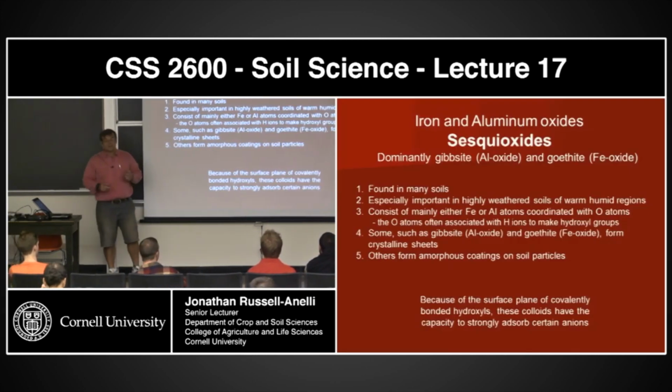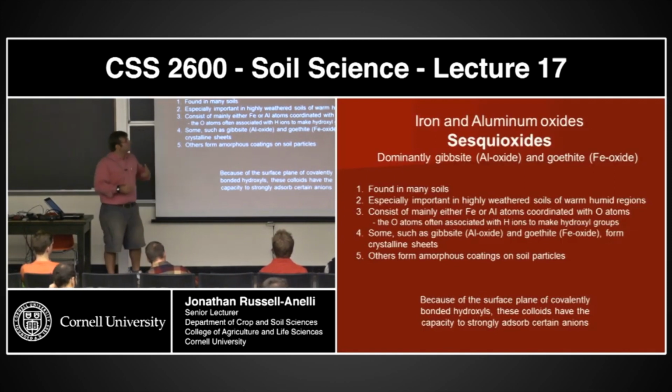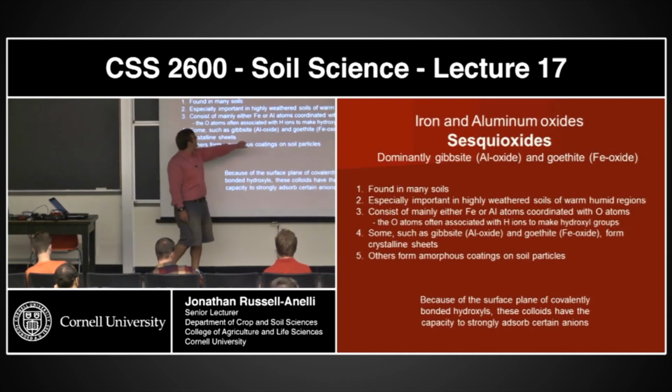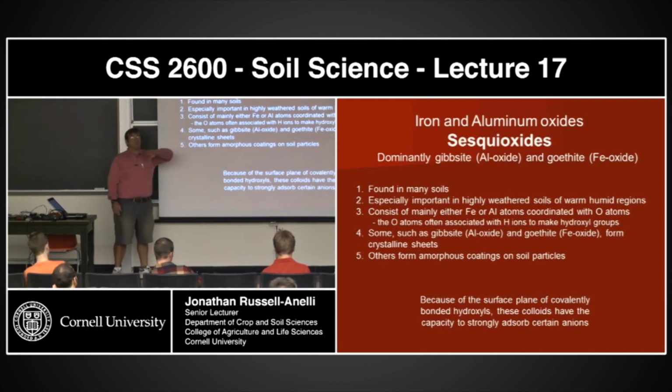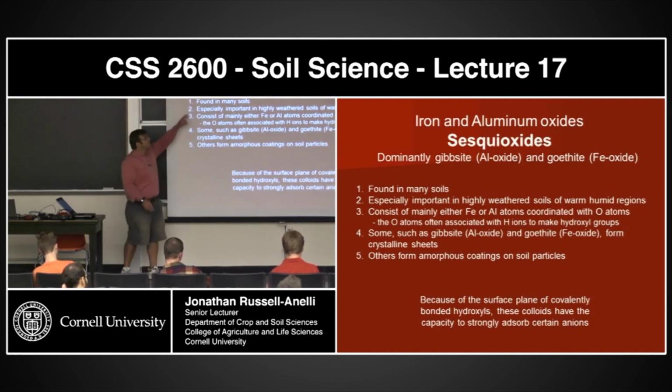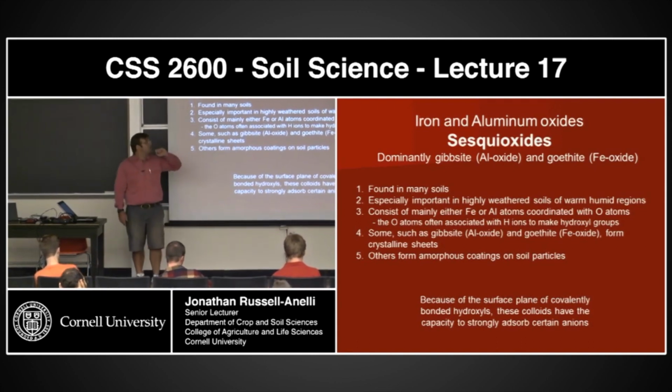Okay, the next one is iron and aluminum oxides. We call these sesquioxides. Okay, they're dominantly gibbsite, which is the aluminum oxide, and goethite, which is the iron oxide. Okay, they're found in many, many soils. I mean, we find them around here. We find them basically everywhere. Okay? They're especially important in highly weathered soils in the warm, humid tropics.